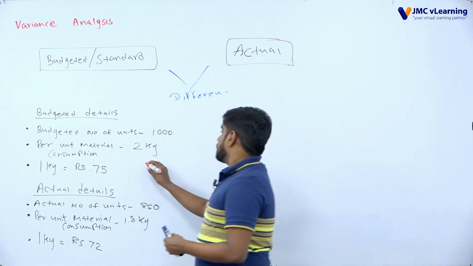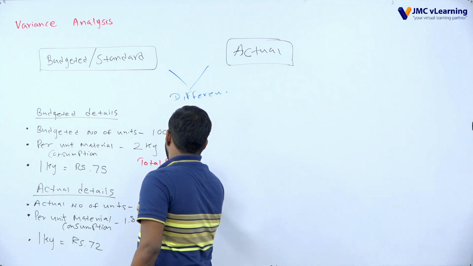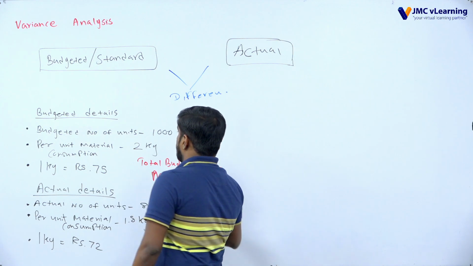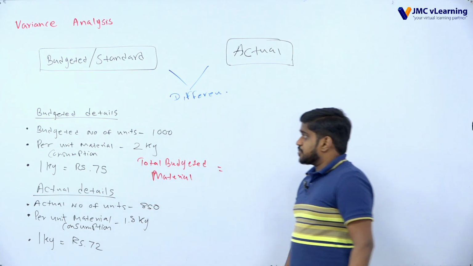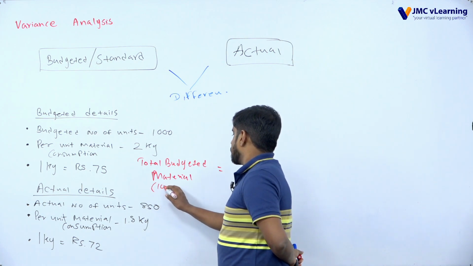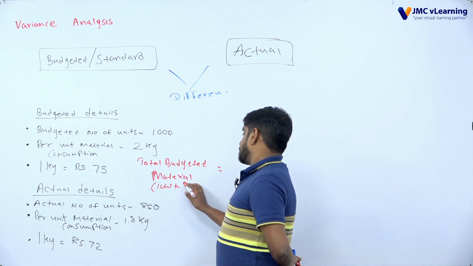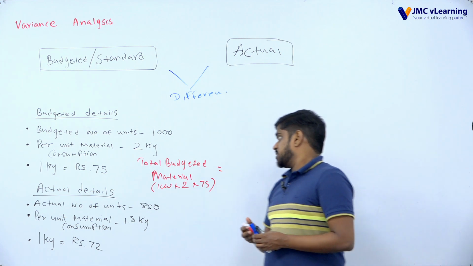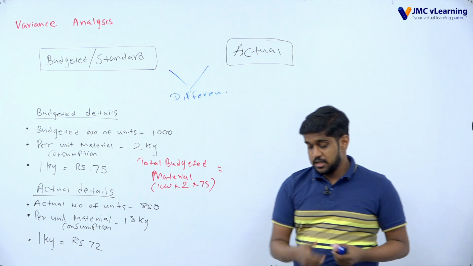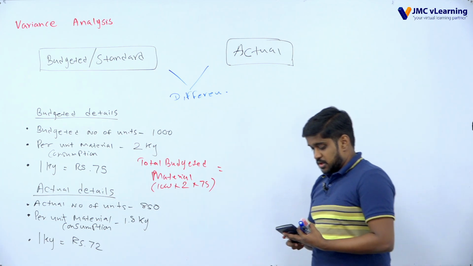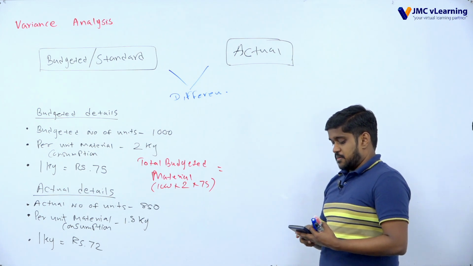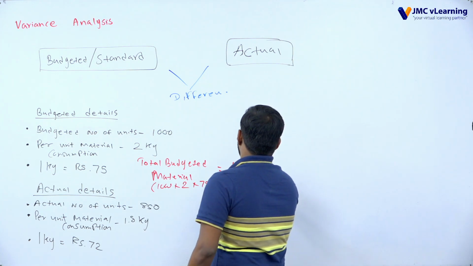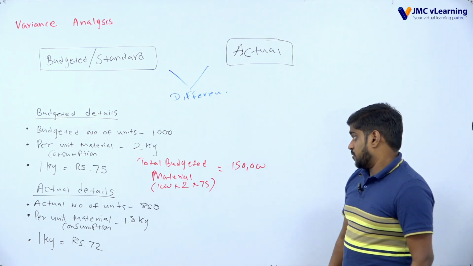That means we can get our total budgeted material cost. How much is our total budgeted material cost? Our budgeted number of units is 1000, per unit material consumption is 2 kg, then we multiply it by 75. Then we can get what? Total budgeted material cost: 1000 multiplied by 2 multiplied by 75, we can get it as 150,000. So our total budgeted material cost is 150,000.